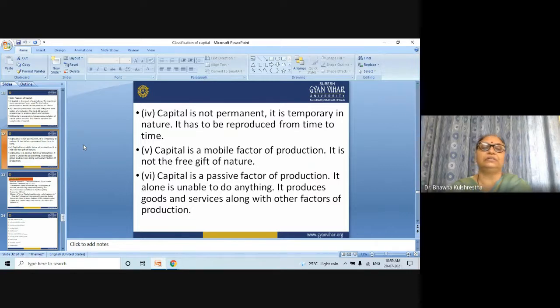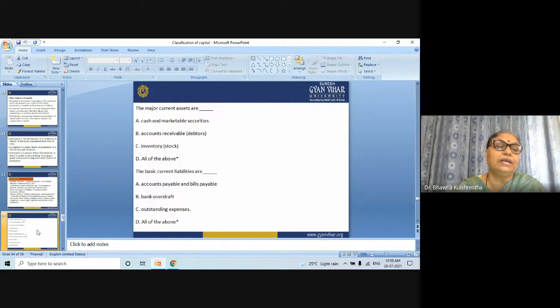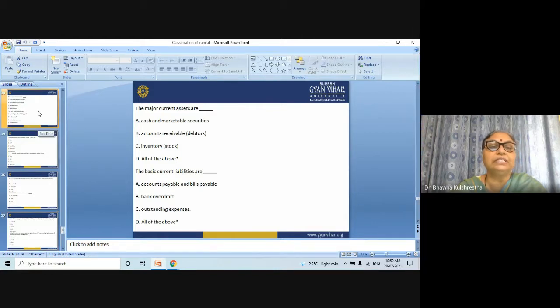These are the explanation of capital and the classification of capital. This is all about the topic, and the references are there. These are the references of this topic, and at the end of this topic some multiple choice questions are there.